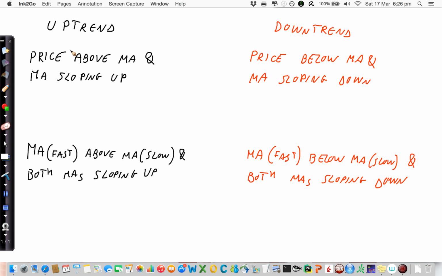So these are two simple ways we can use moving averages to tell us if we are in an uptrend or a downtrend. And again, how many days, the number that we want to use as parameter for the moving average, like 50, 150, 210, it really depends on the strategy that you are using.